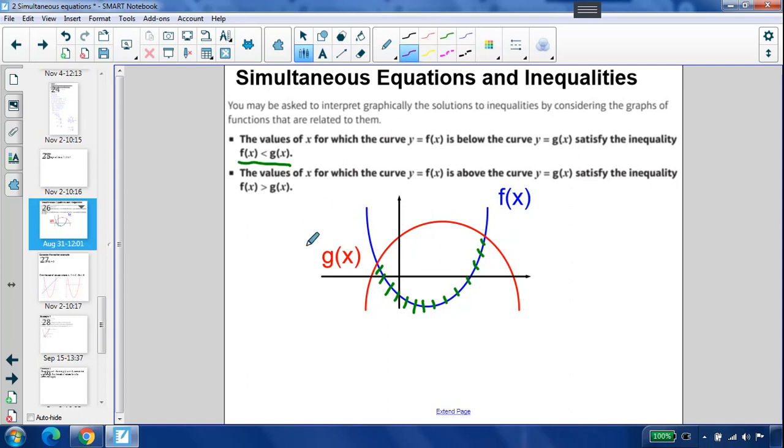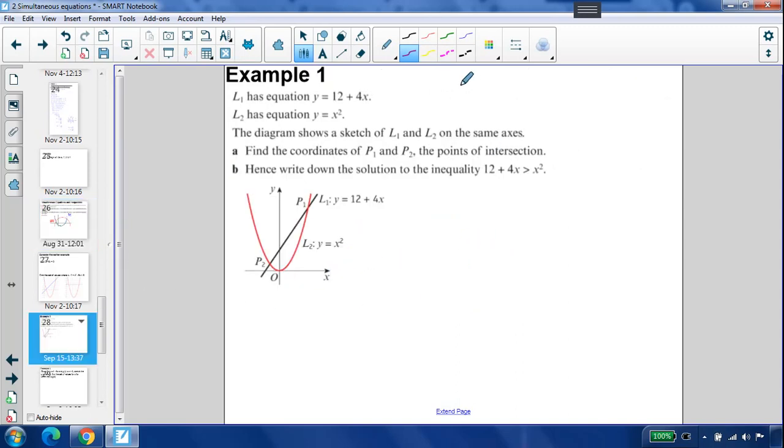The next one, the values of x for which the curve y is equal to f of x is above the curve y is equal to g of x satisfy the inequality f of x is greater than g of x. So when is the blue curve above the red curve? Well, it is here. So from this point below and from this point above. Let's have a look at a few examples then of how to use this knowledge.